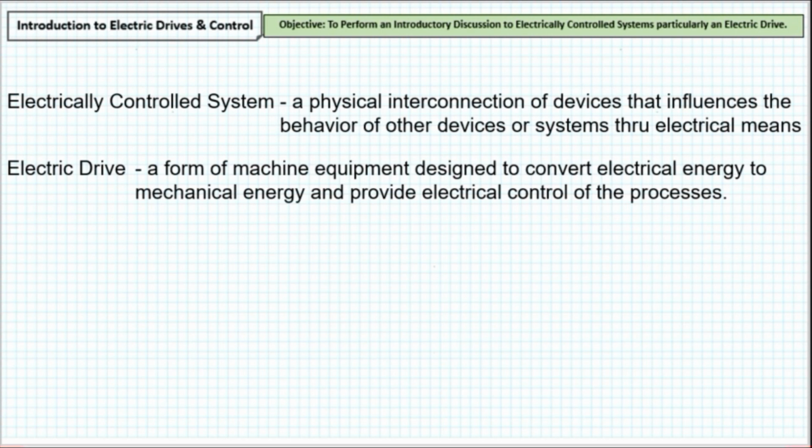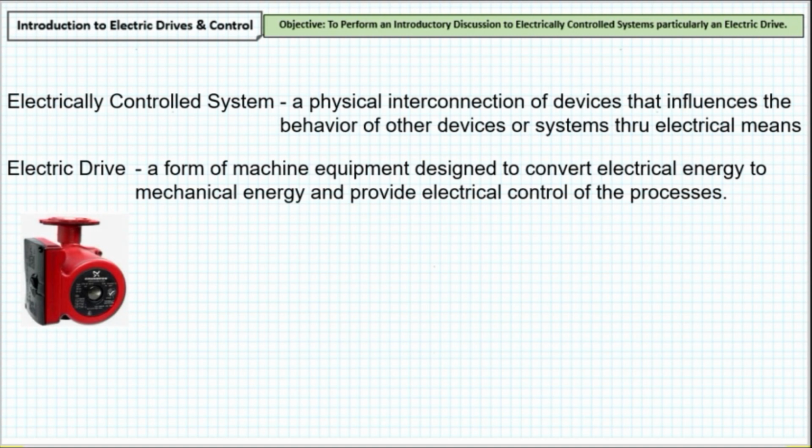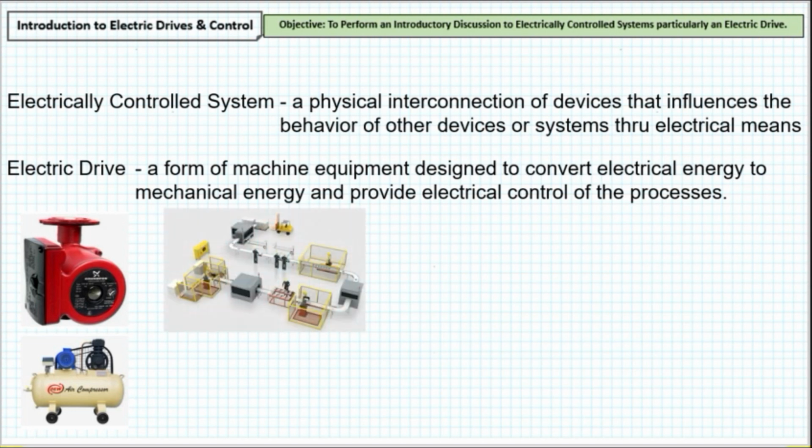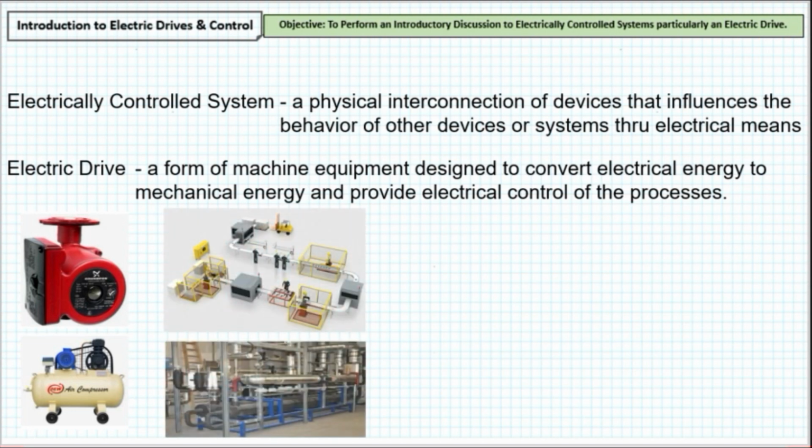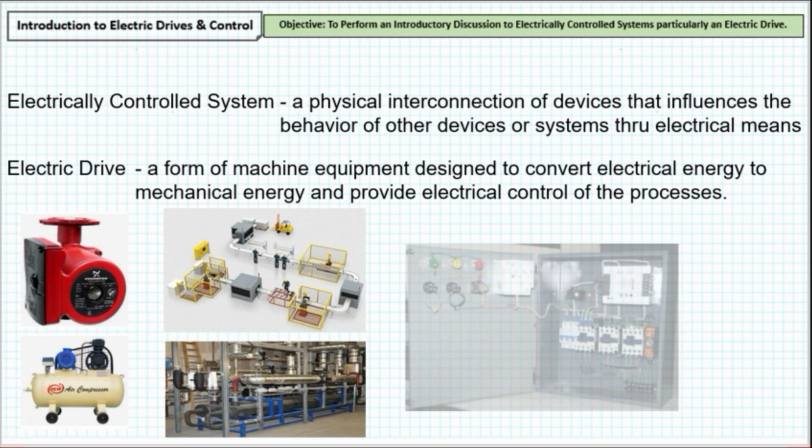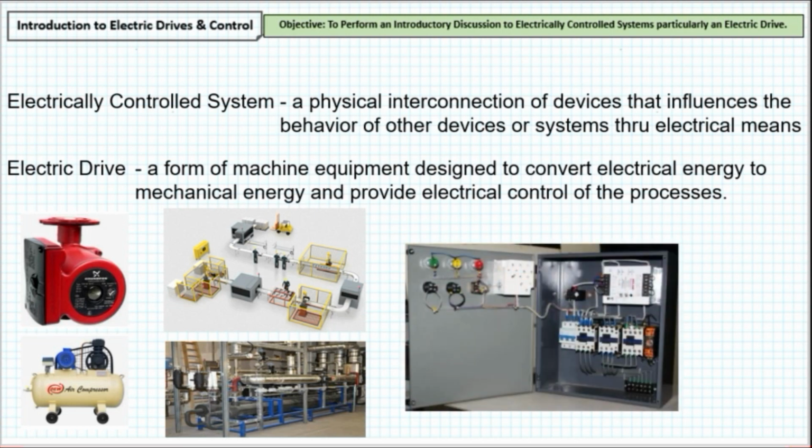So, mga examples ng electrically controlled systems that utilizes an electric drives include circulation pumps, compressors, yan, familiar tayo sa pneumatics niyan, manufacturing systems, refrigeration plant, and of course, motor control panels. Sa ating subject, we will be mostly focusing on motor control panels. Okay?